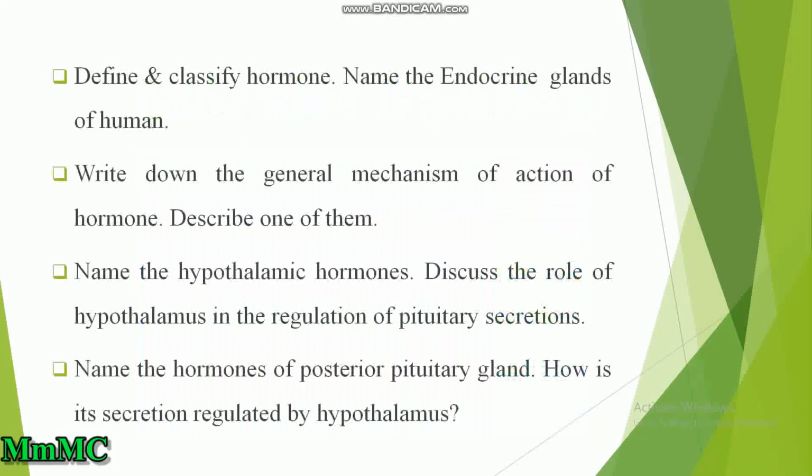My first question is define and classify hormone. Name the endocrine glands of the human body. Write down the general mechanism of action of hormone. Describe any one of them.